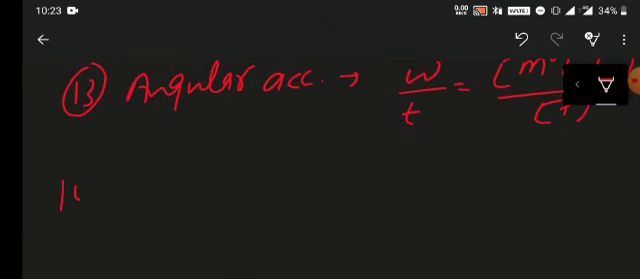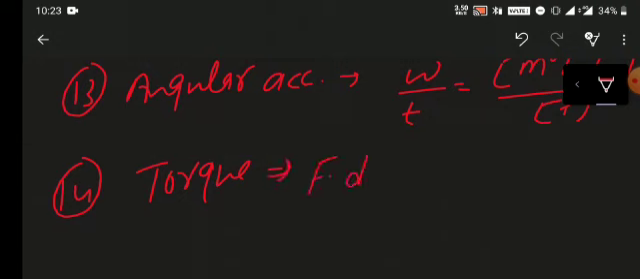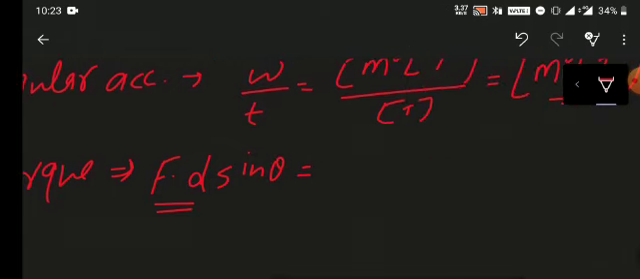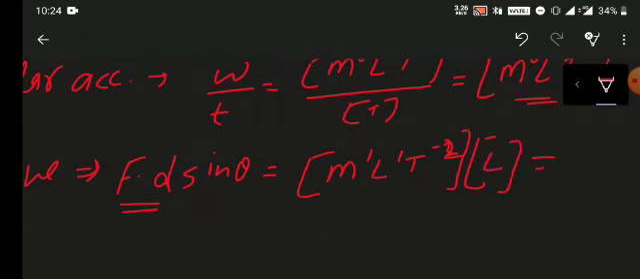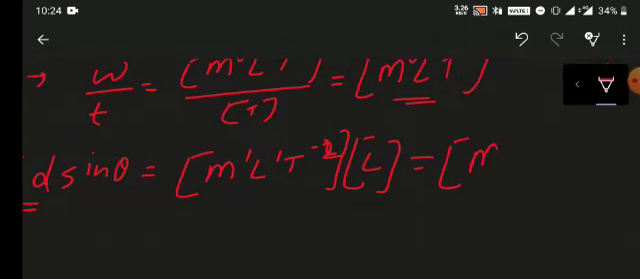Now the next and most important portion is torque. What is torque? Torque is force applied in the perpendicular direction of the distance. So the formula is F d sin theta. You know that force has the dimension M1 L1 T minus 2, and distance has the dimension L. So the final dimension of torque is M1 L2 T minus 2. This is the dimension of torque. Okay, have you got the point? I think this is a very easy thing.